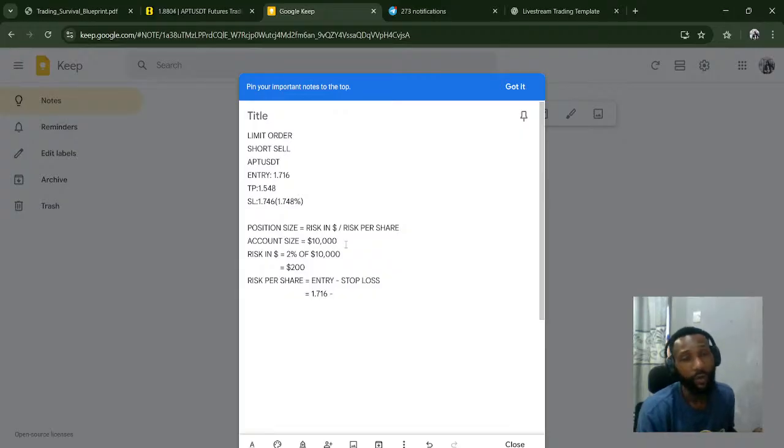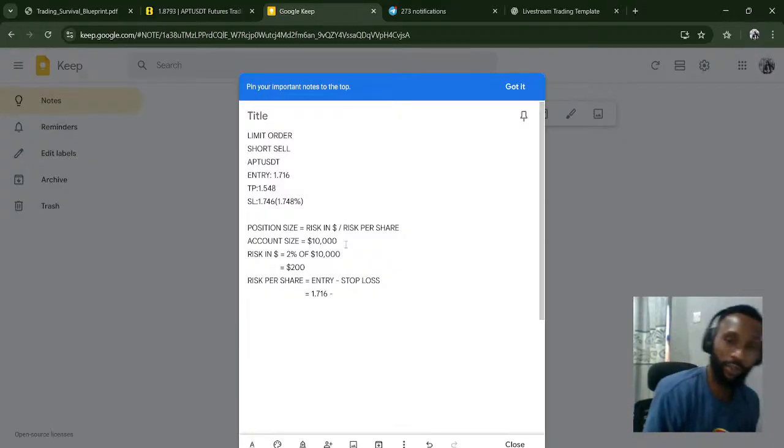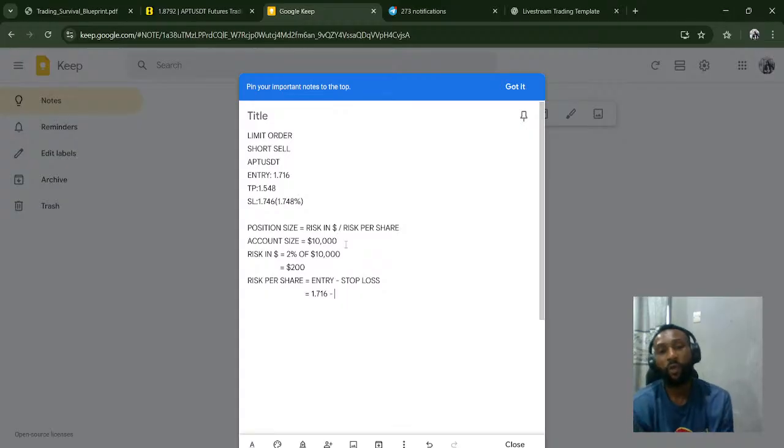Sorry, I forgot to say, we are going short this time around. So it will be the stop loss minus the entry, not entry minus the stop loss. When it's a long, it's the entry minus stop loss. So don't mix that up. I should have pointed that out. Since this trade is a short sell, it should be stop loss minus entry. So let me quickly do that correction.